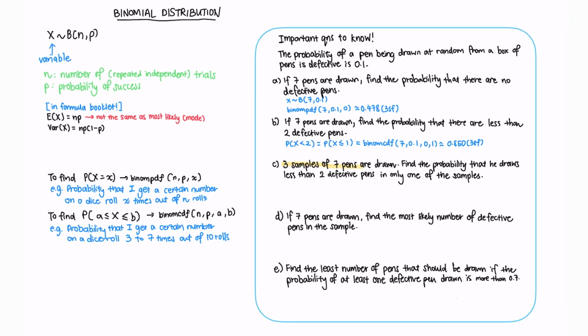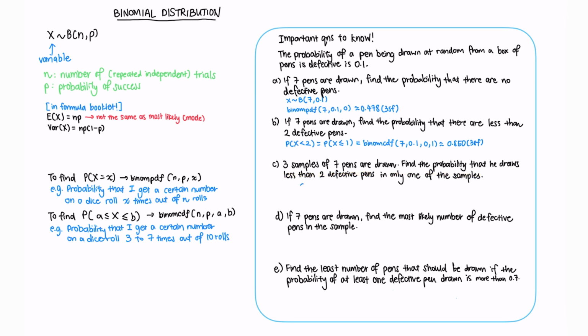Next, 3 samples of 7 pens are drawn. So over here we drew the 7 pens. Now we want to draw these 7 pens 3 times. Find the probability that he draws less than 2 defective pens in only one of the samples.